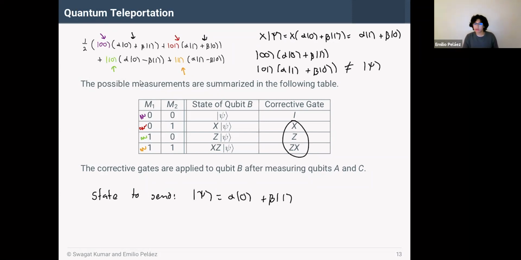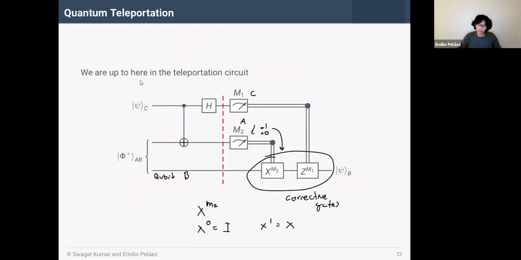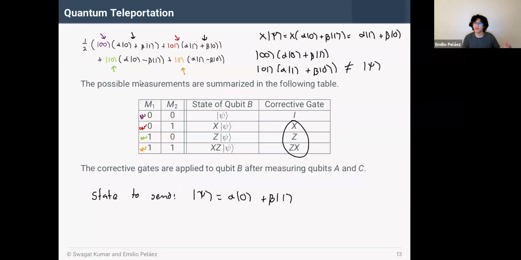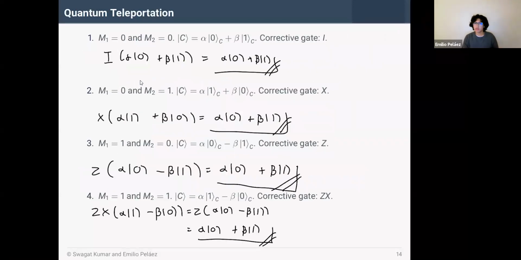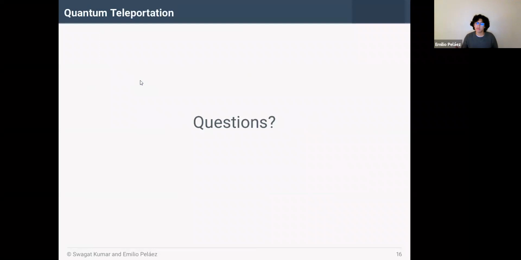So that's why we need corrective gates, because not every time we get the actual state we wanted, but we can correct for that with the measurements. And if we didn't need the corrective gate, we would get rid of all of this, so there would be no measurement. And if there is no measurement, the state in qubit C does not collapse. And if the state on qubit C does not collapse, we have two copies of the same state. So the no cloning theorem would be violated. So that just can't happen because of physical laws.